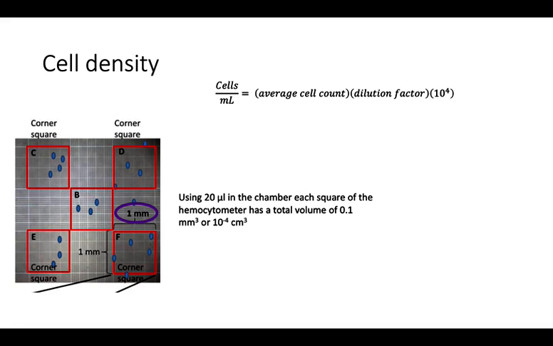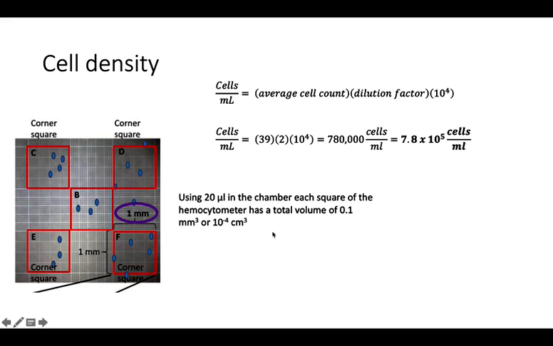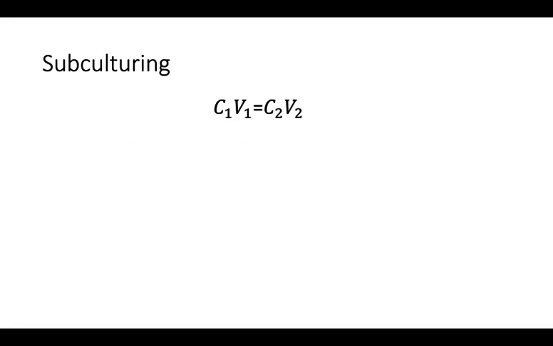So for cells per mil, we use the average cell count and multiply by the dilution factor. So you can imagine putting in like 50 microliters of cell stock and 50 microliters of trypan blue. So that's a 1-to-1 dilution. And then multiply by 10 to the 4th to get rid of that bottom 10 to the minus 4th centimeter cubed here. So for our previous example, if we use 39 as the average cell count, we'll multiply by 2, since it was a 1-to-1 dilution, and then multiply by 10 to the 4th to get 7.8 times 10 to the 5th cells per milliliter as our cell density, or concentration.